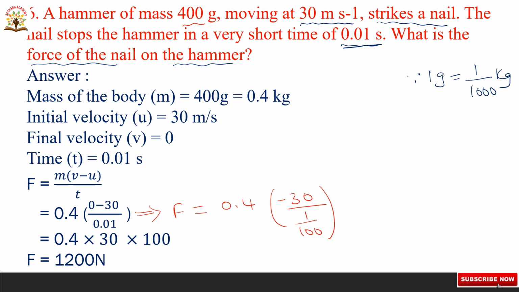Reciprocal, 0.4 into minus 30 into 100 by 1. So here 0.4 can be written as 4 by 10, into 30 into 100. Zeros cancel. 30 into 10 is 300, into 4 is 1200. Here minus 1200 newtons. It is in opposite direction. So F is equal to 1200 newtons. Okay. Next we'll go to the next question.